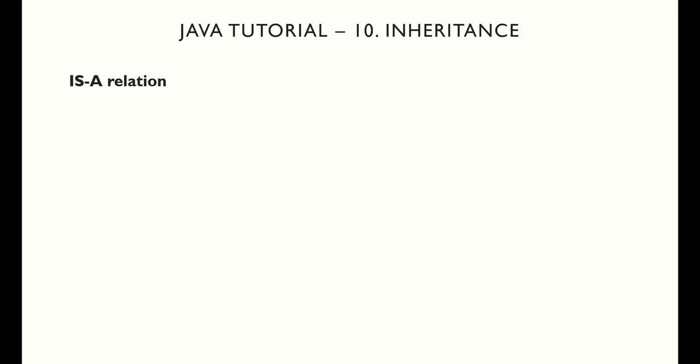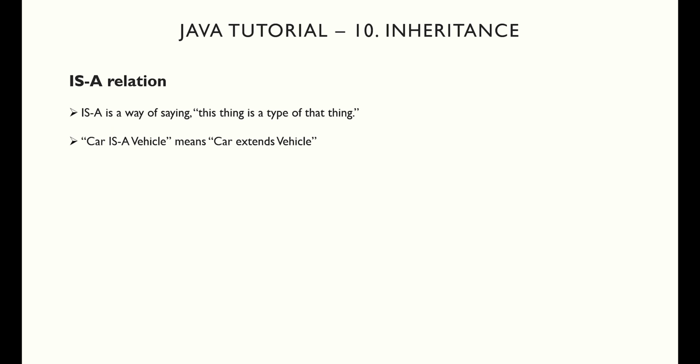Is-a relation. In OOPS, the concept of is-a relation is based on class inheritance or interface implementation. An easier way of saying this is: this thing is a type of that thing. In object orientation terms, we can say the following: a car is a vehicle, which means car extends vehicle. A Ferrari is a car, that is, Ferrari extends car. Other examples would be orange is a fruit, surgeon is a doctor, etc.